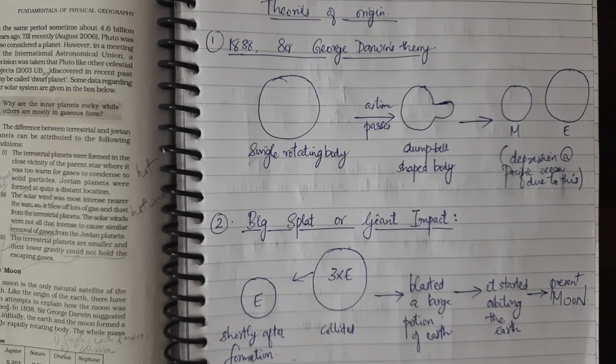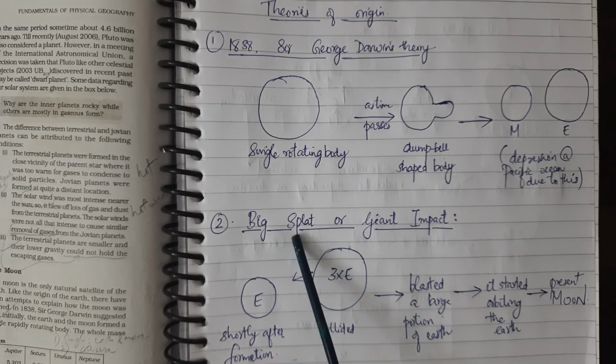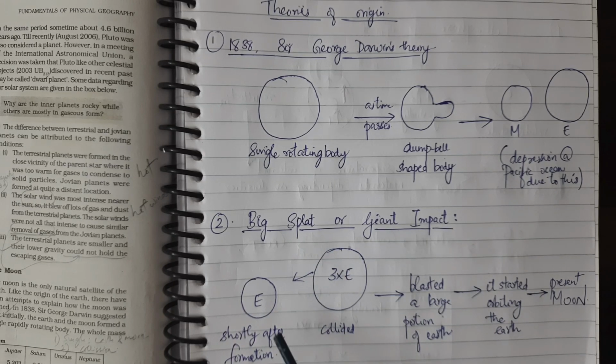The next theory, which is mostly accepted and important, is the big splat or giant impact. In this theory, this is the Earth shortly after its formation. Something, a body which is 3 times the size of Earth, came and hit the Earth.